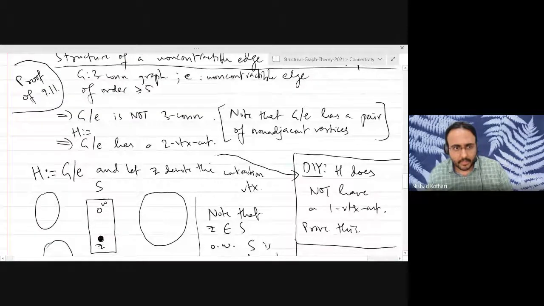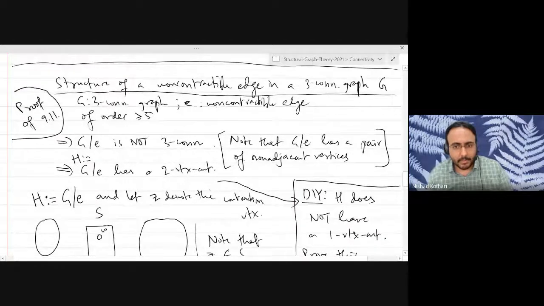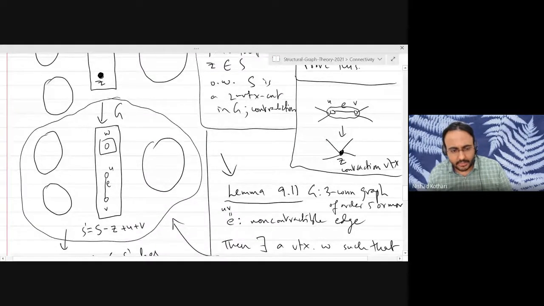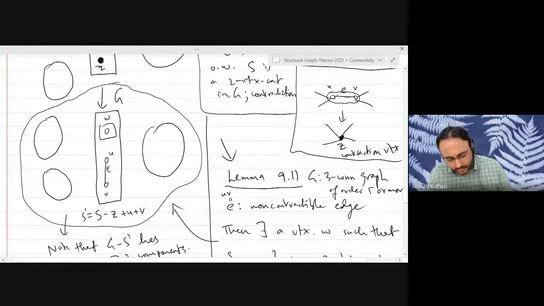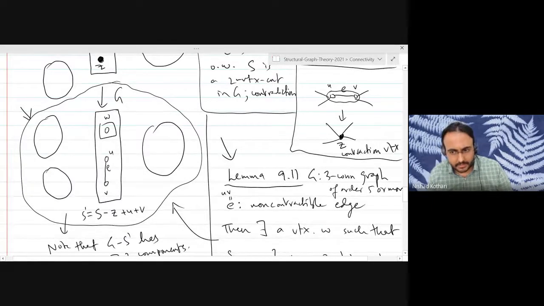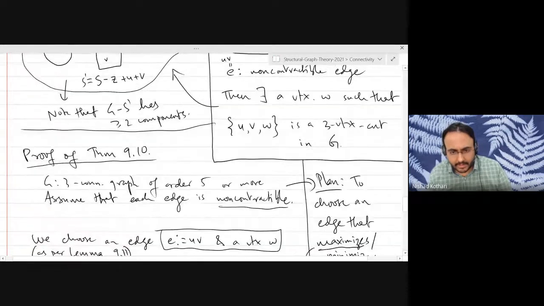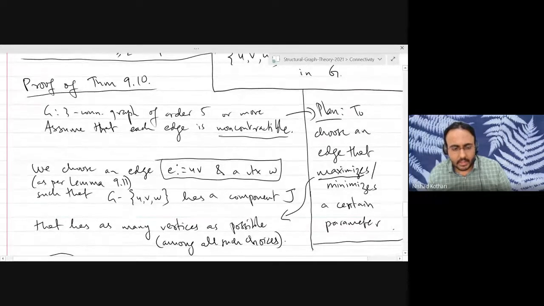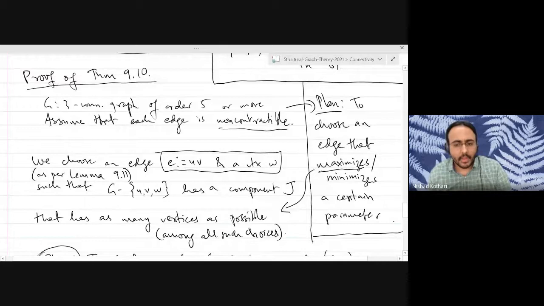and in order to prove Thomason's result, we prove this lemma 9.11, which basically tells you when an edge is non-contractible for a three connected graph with at least 5 vertices. So if it is not contractible, then we get this structure that the two ends of that edge participate in a three vertex cut with another vertex.